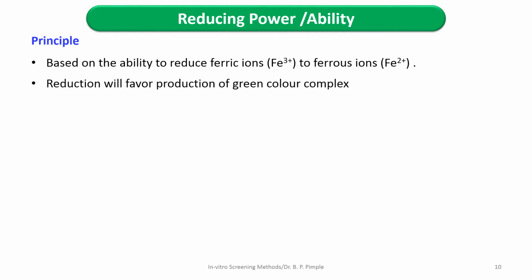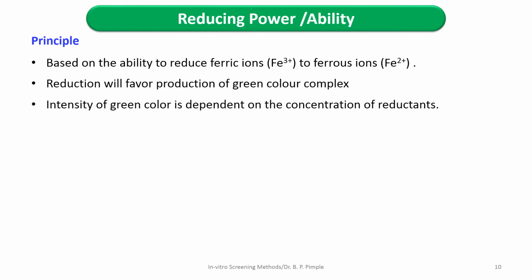Reduction will favor the production of green color in this case. Once it is reduced, a green colored complex will be formed. And who is going to reduce it is the antioxidant. Our antioxidants will force the dark reddish color ferric ions to get converted to green color. The more the antioxidant, the more green color solution will be formed.